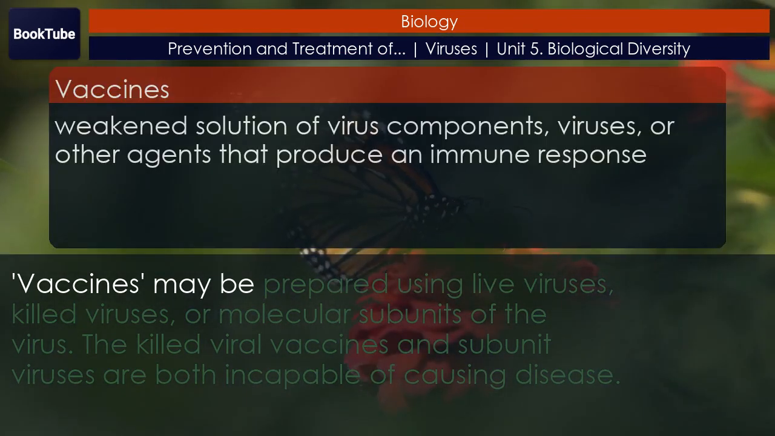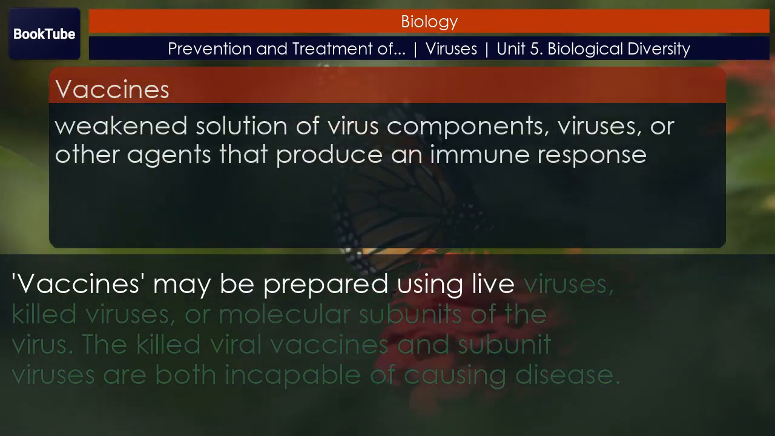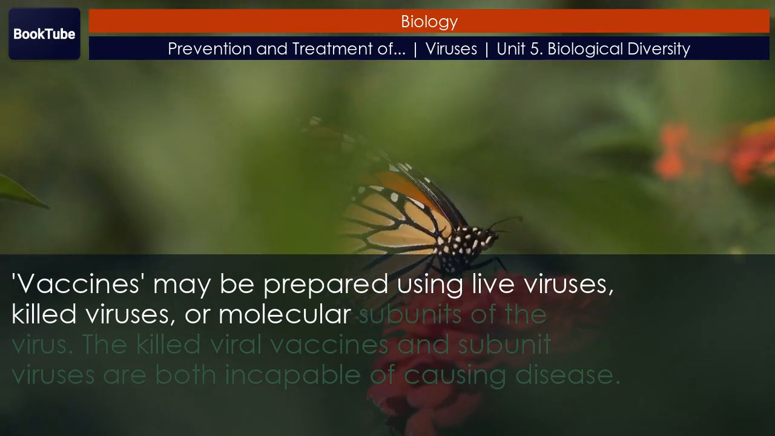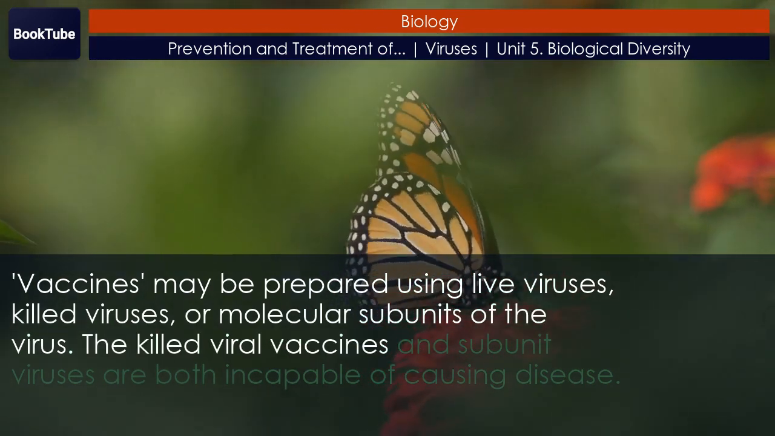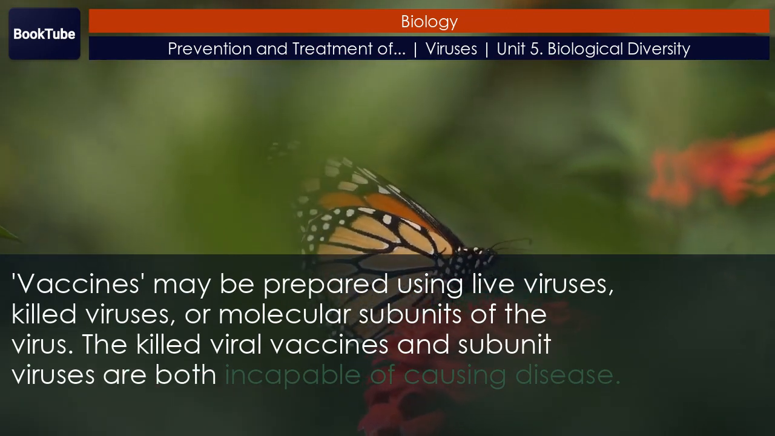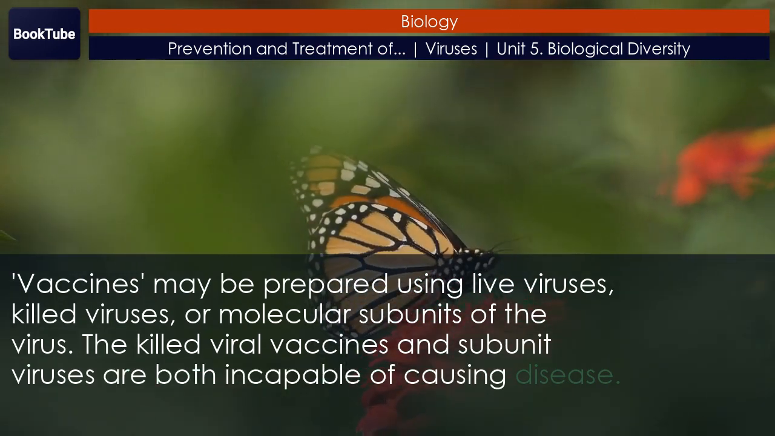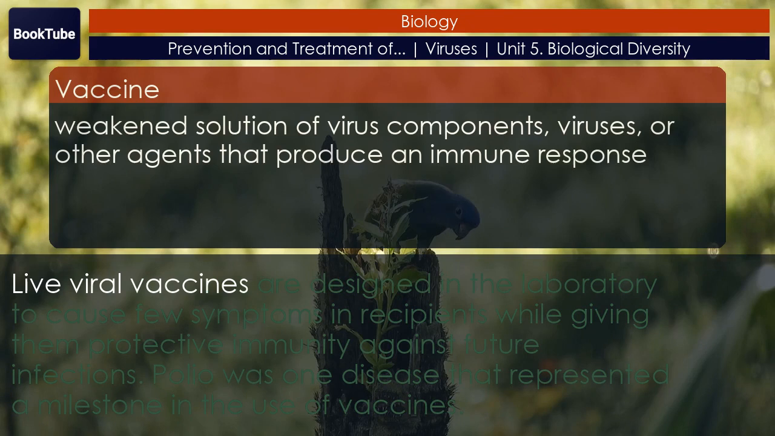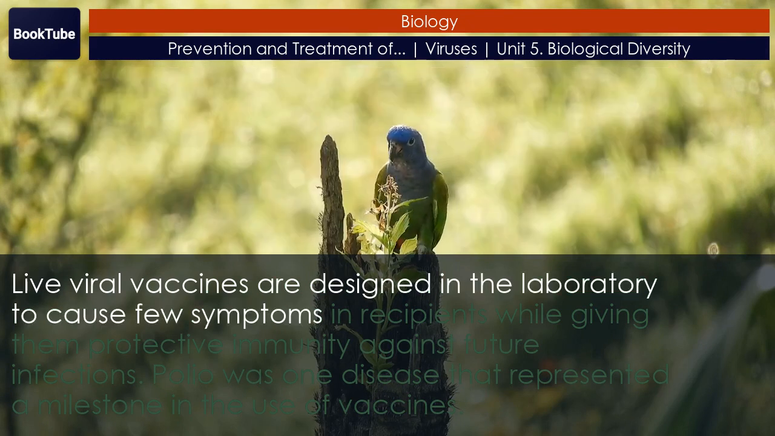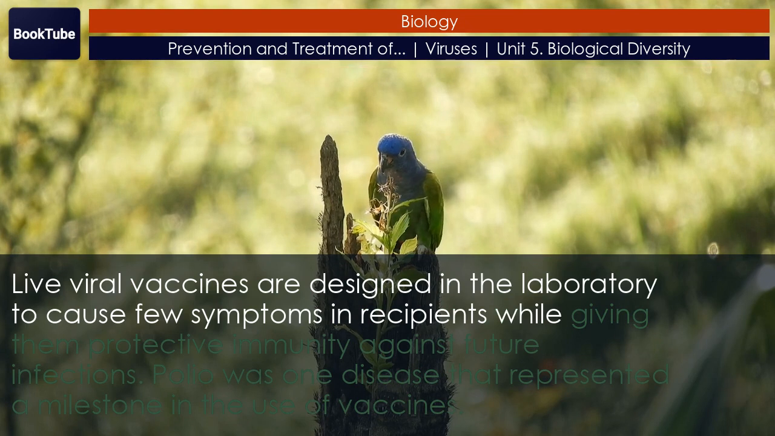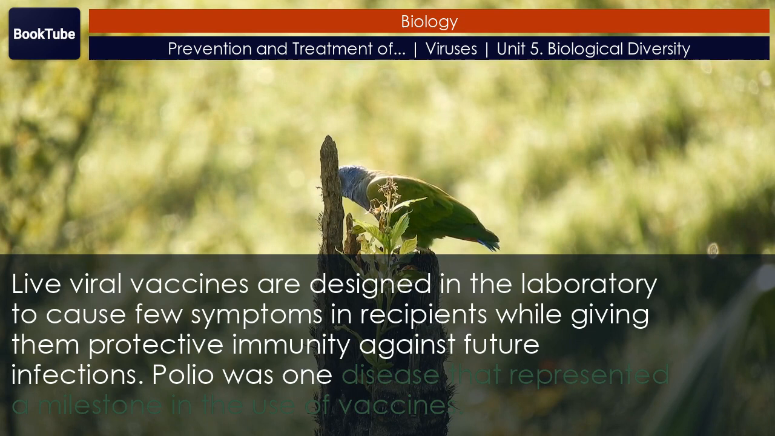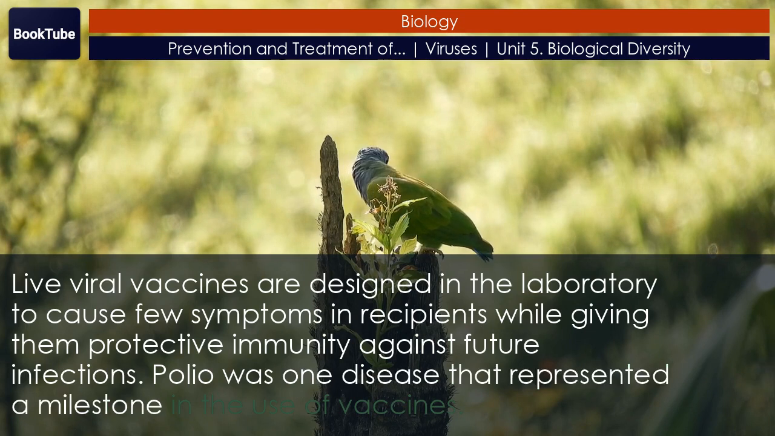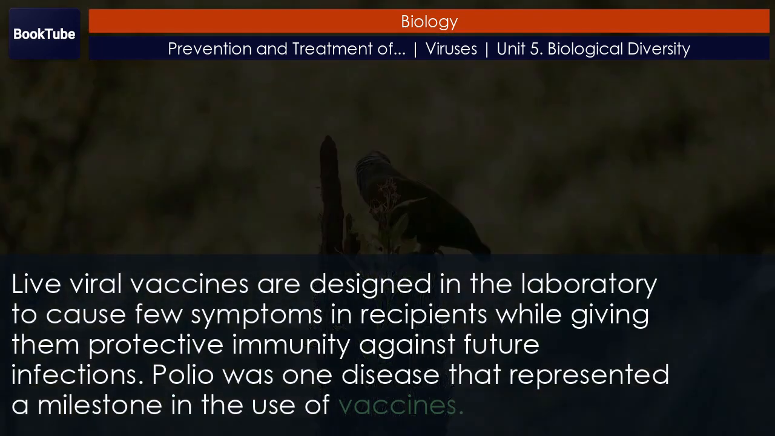Vaccines may be prepared using live viruses, killed viruses, or molecular subunits of the virus. The killed viral vaccines and subunit viruses are both incapable of causing disease. Live viral vaccines are designed in the laboratory to cause few symptoms in recipients while giving them protective immunity against future infections. Polio was one disease that represented a milestone in the use of vaccines.